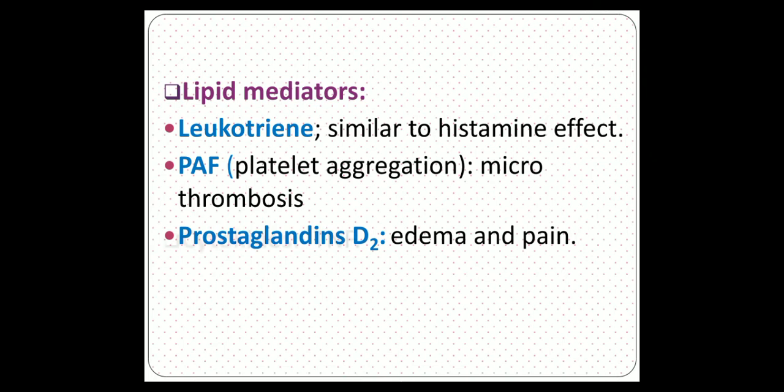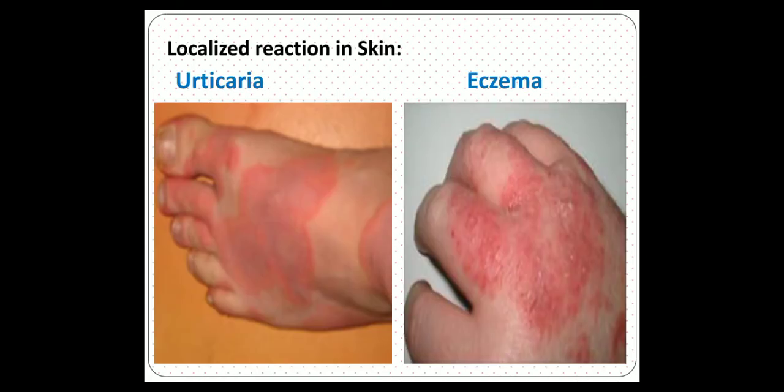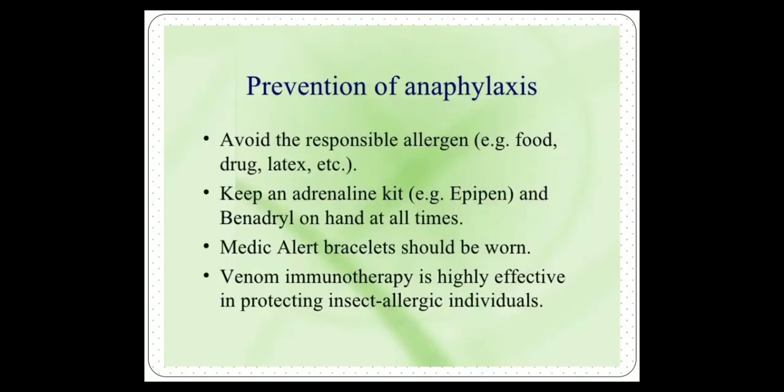Okay, the cytokines, TNF. Okay guys, this is the clear picture for urticaria. You can see here the wheals and flares, the redness. This is the eczema, redness, itching that occur due to the localized reaction on the skin, the atopic reaction. Hypersensitivity type 1.